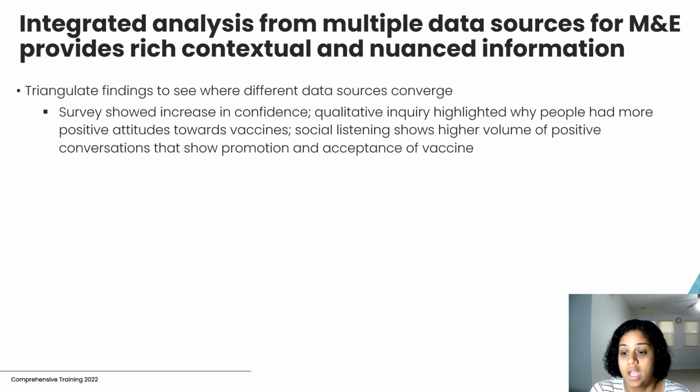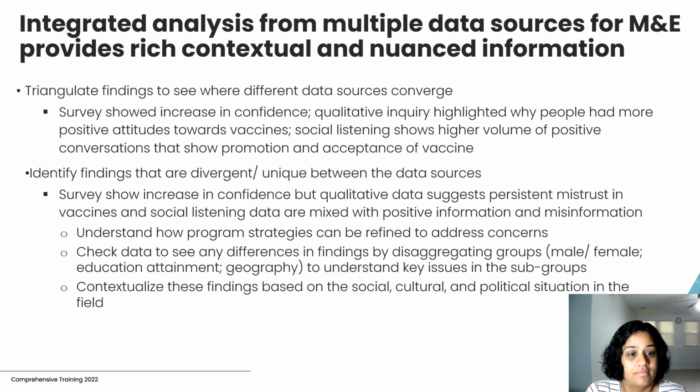So see what you are seeing from the survey that you carried out versus what you are seeing from the key informant interviews that you conducted with healthcare workers, and then see where those findings converge and where those findings diverge. If they converge, it helps to reinforce certain aspects, and if they diverge, it also helps you step back and think, why am I seeing something different?